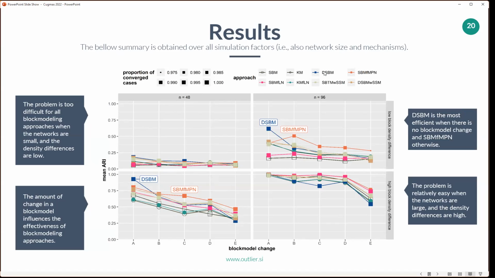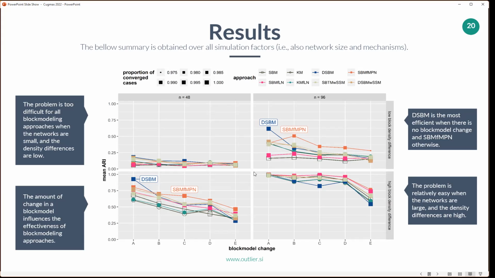You can see that the problem is too difficult for all block modeling approaches when the networks are small and the difference between complete and null blocks is low. On the other hand, when we have large networks and high block density differences, the problem is relatively easy. So this is this case. The values are very close to 1. So more is happening here.